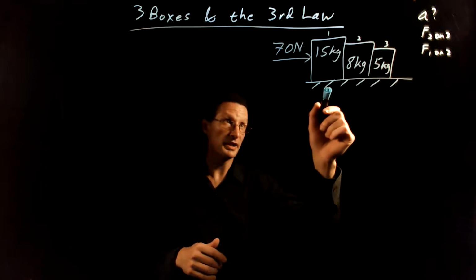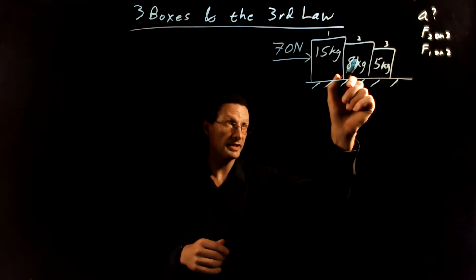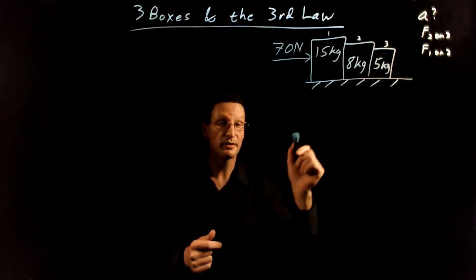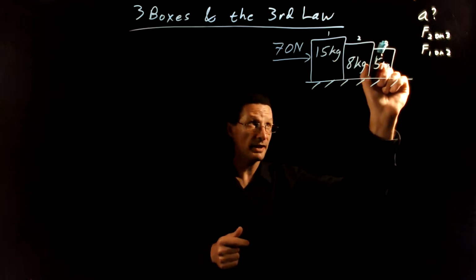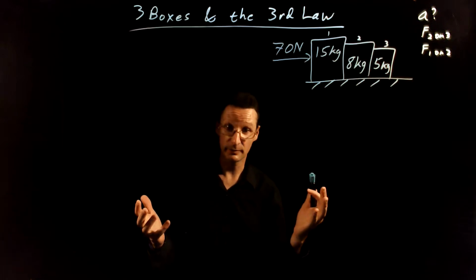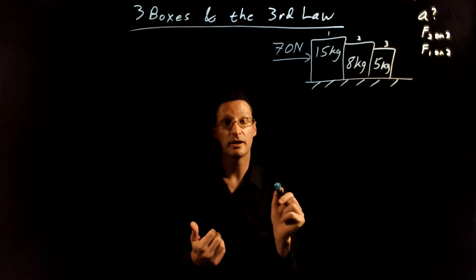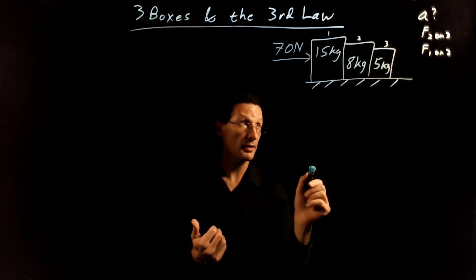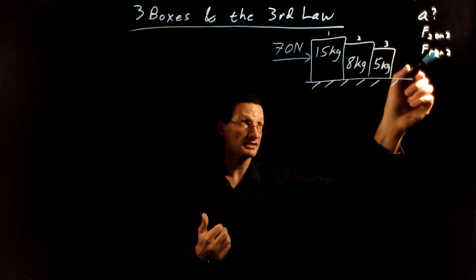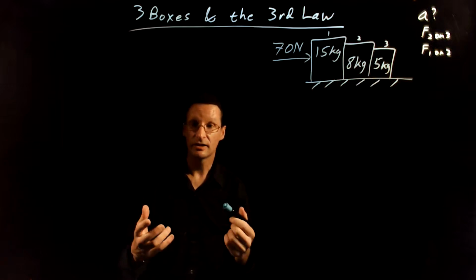So here's the situation. We have three boxes. Box 1 is 15 kilograms, box 2 is 8 kilograms, and box 3 is 5 kilograms, and they're being pushed by a 70 Newton force. The things we want to find are the overall acceleration for the trio of boxes, and we also want to know what these internal forces are between the boxes. So we want to know the force that box 2 exerts on 3 and the force that box 1 exerts on 2. Okay, so let's get started.